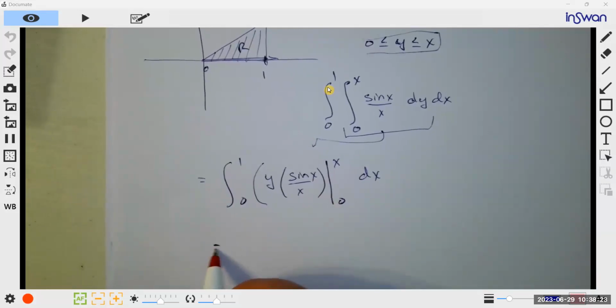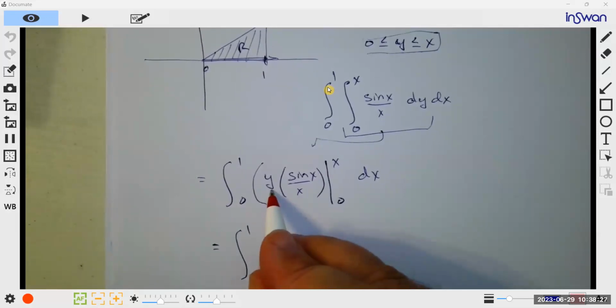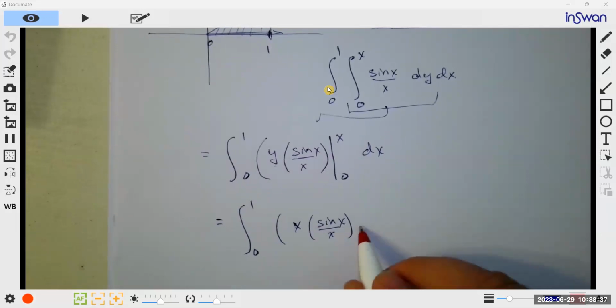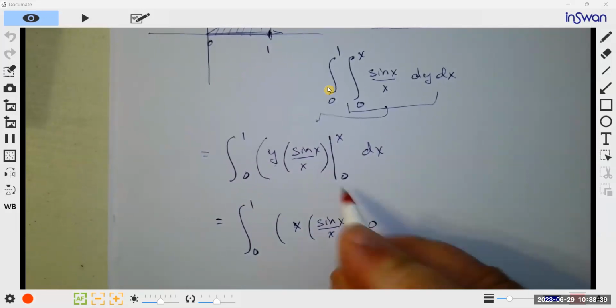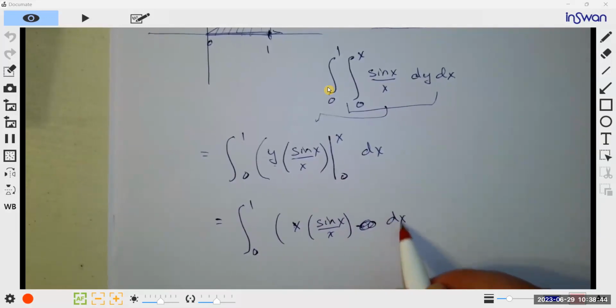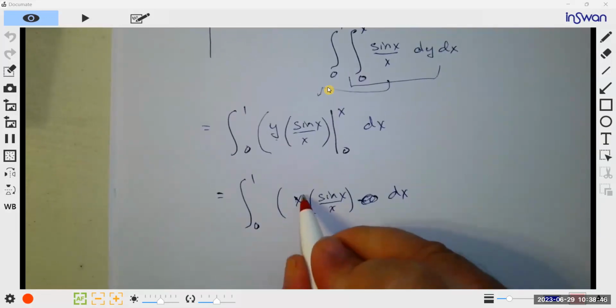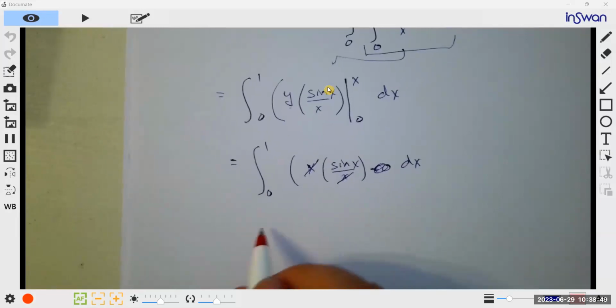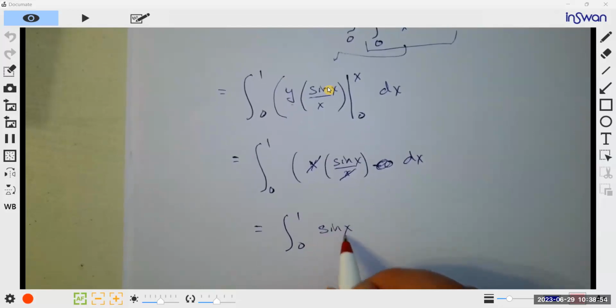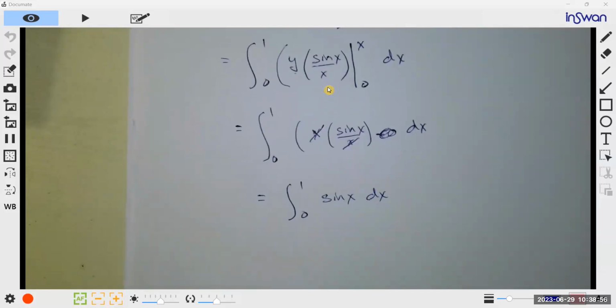Taking the integral, we replace all the y's with x first and 0, so it's x times sine x over x, minus 0 times sine x is 0, so that's irrelevant. Simplify, the x's cancel. So we have sine x dx.